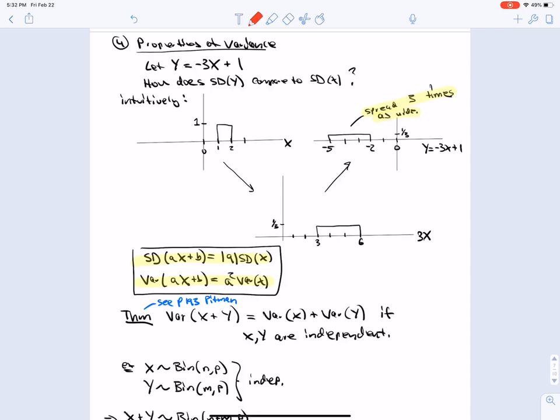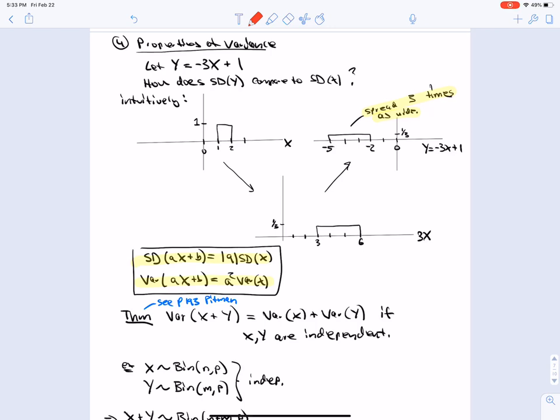So, properties of variance. Let's look at standard deviation for a minute. We know that standard deviation is the average spread, right? So clearly the spread in x, as shown, is 1/3 as large as the spread of 3x. You can just see that in the picture. The spread is 3 times bigger. And then when you take minus 3x plus 1, that just flips it over the y-axis and translates it by 1. So that doesn't change the spread at all.